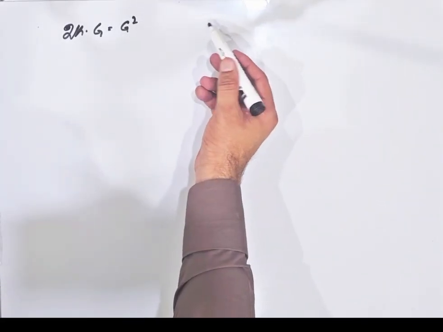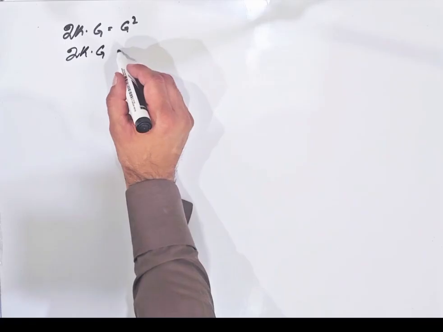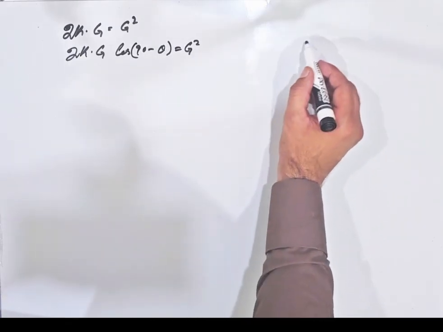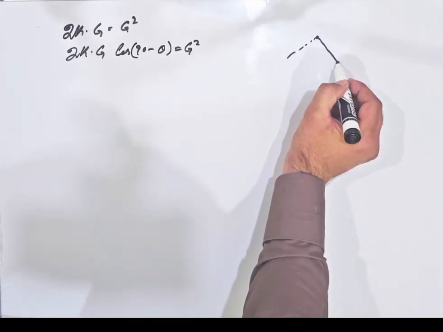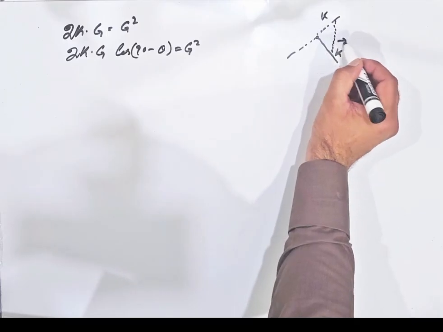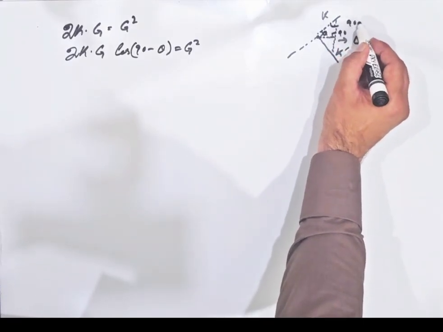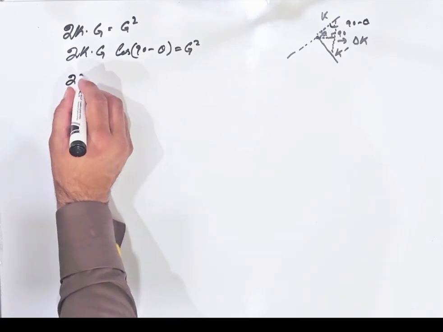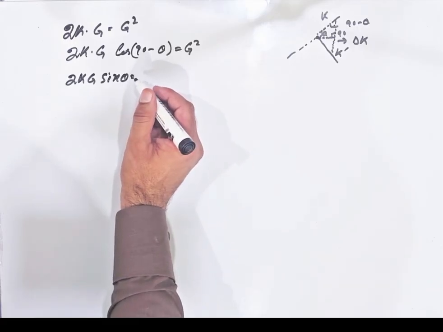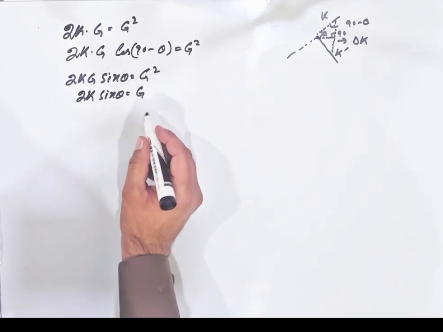For every G there will be a G in the opposite direction. So 2kG cos of 90 minus theta from the figure is equal to G square. That is incident, k prime, direction of k, del k, theta, 90, and this is 90 minus theta. So 2kG sine theta is equal to G square, or 2k sine theta equal to G.